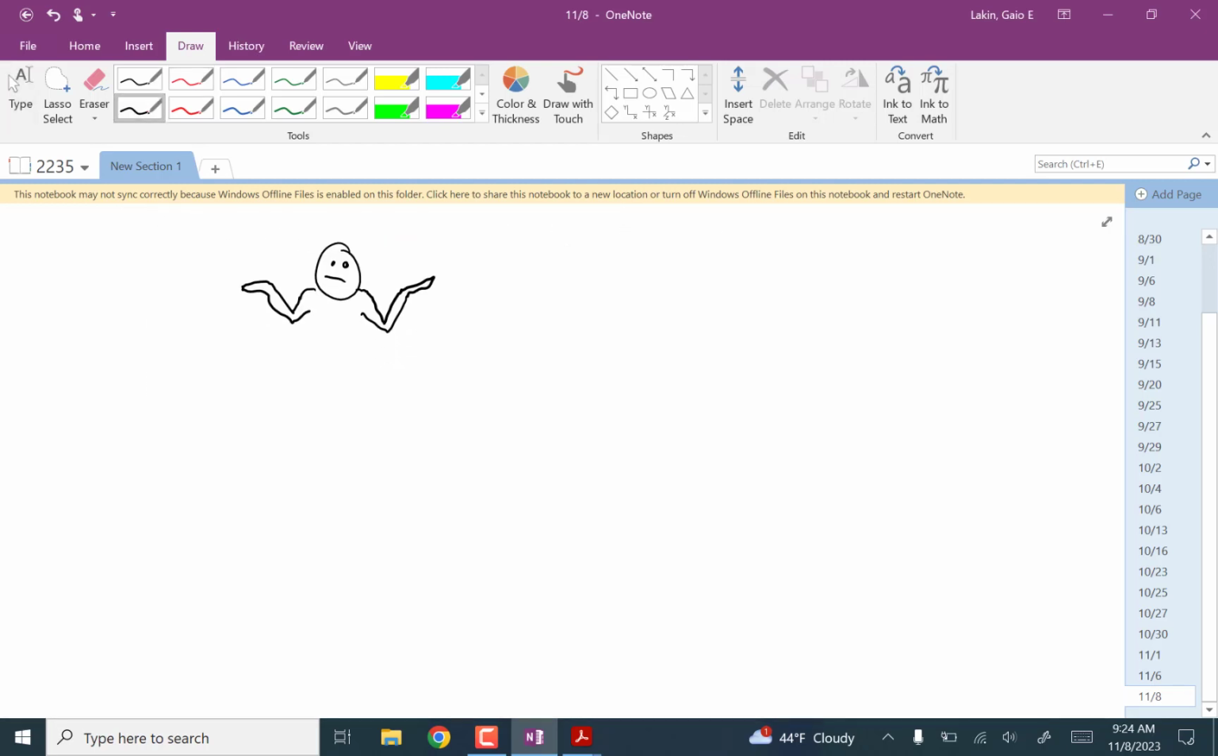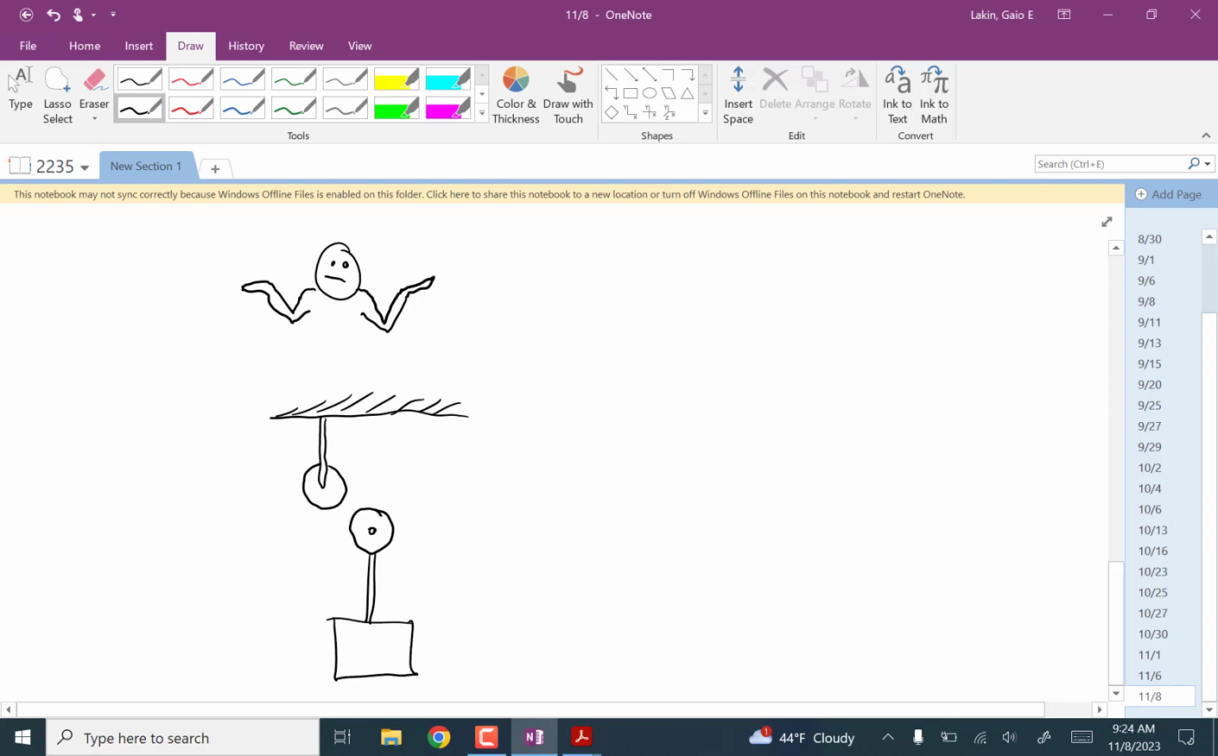But with the block and tackle system, remember we had something like this. And we had a cable that went under this hanging pulley and then up to this one. And then we were calculating the force that's required to keep this in static equilibrium.